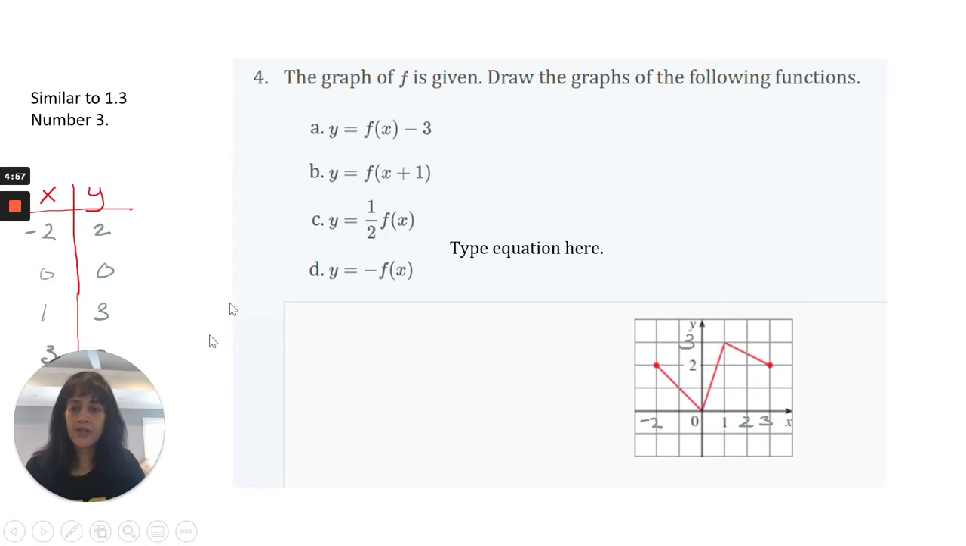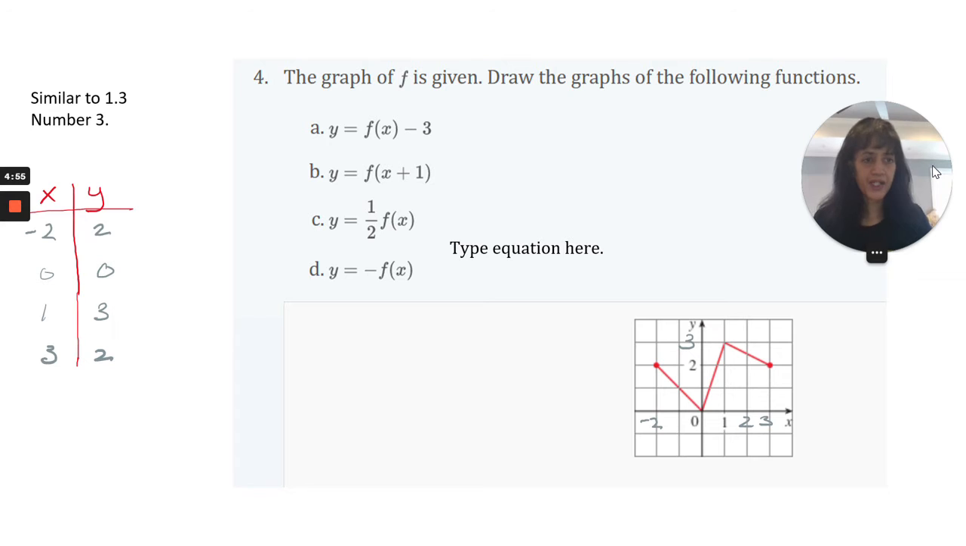One nice thing about making these videos is that I actually do all the homework problems that you do, so I really think about them. But let's look at this problem. This is similar to your 1.3 number 3.